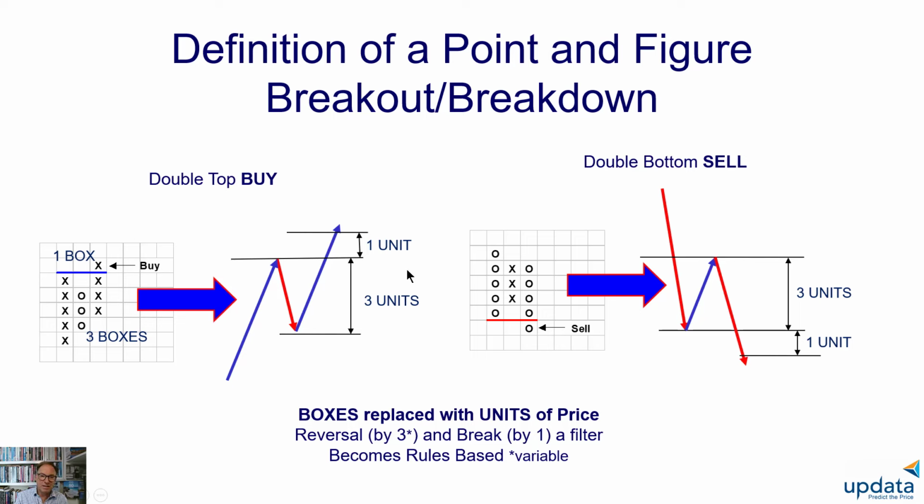So that's what we know as the setup, and this is a filter, which means it becomes rules based. So that's really quite key. You can vary the reversal, but we'll talk about that later. The key thing is this number of units is the grid, if you like, that makes these targets automatic, and that's a really key thing. It's fully automated on the charts.